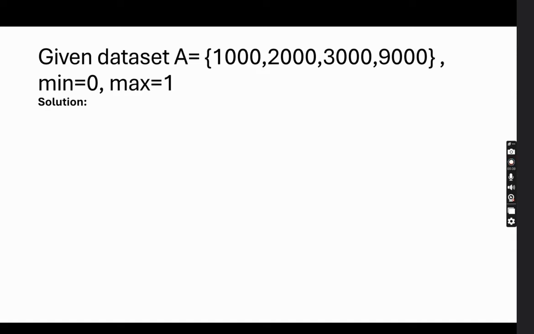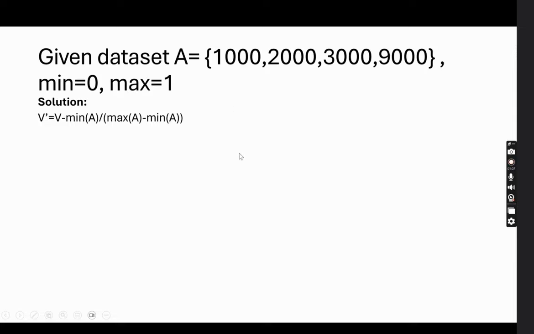Here, we have considered the data set. This is the given data set. A is equal to 1000, 2000, 3000, 9000. This is the high dimensional data present in the given data set. So we are going to normalize these data within the range of minimum value 0 and maximum value 1. So in min-max normalization, the minimum value of the normalized data should be 0 and the maximum value of the normalized data should be 1.